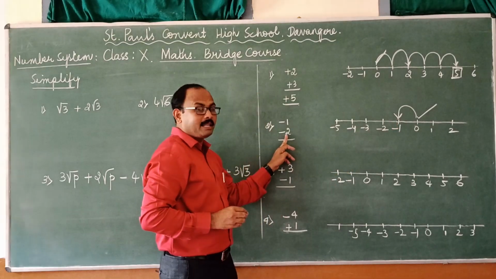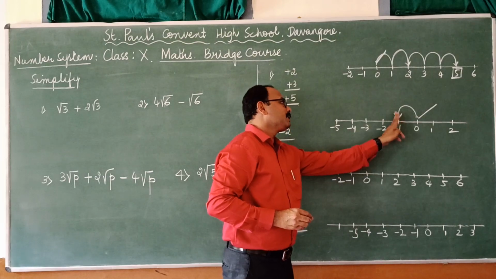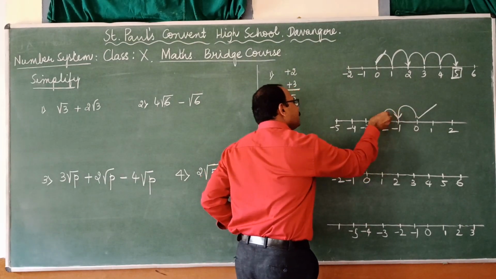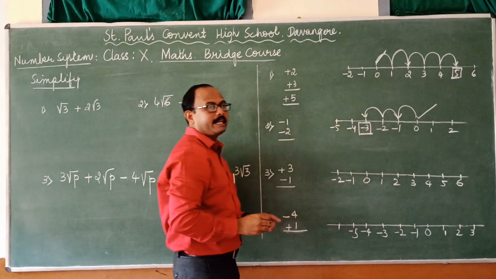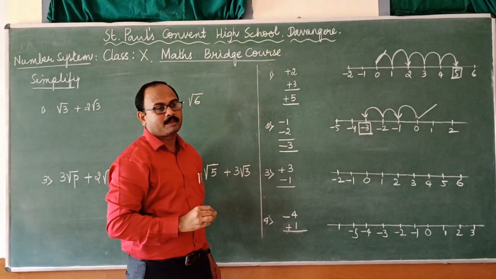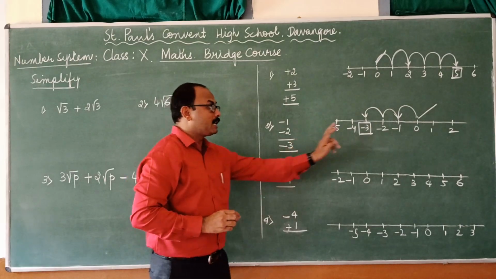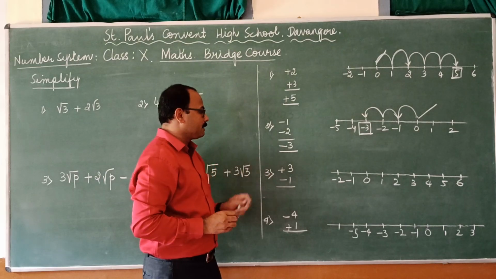Now, again minus 2 means from there, left side 2 steps you have to move. That is 1, again 2. Now we are here. Our answer is minus 3, children. Remember, it is not plus 3. Every time you may not be in the position to perform this. So you must know this, children.